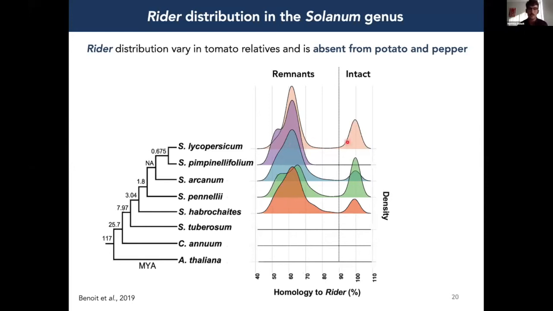Of course, as I showed you before, we see strong accumulation of intact rider copies in tomato, and we also see such a presence in Arcanum penellii and Abrochaites. We don't see it in Pimpinellifolium, and that's an interesting observation, and I'm happy to discuss that later, maybe in the breakout rooms. What is important here is that rider is not detected in either potato or pepper, suggesting that rider is a Solanaceae-specific transposon.